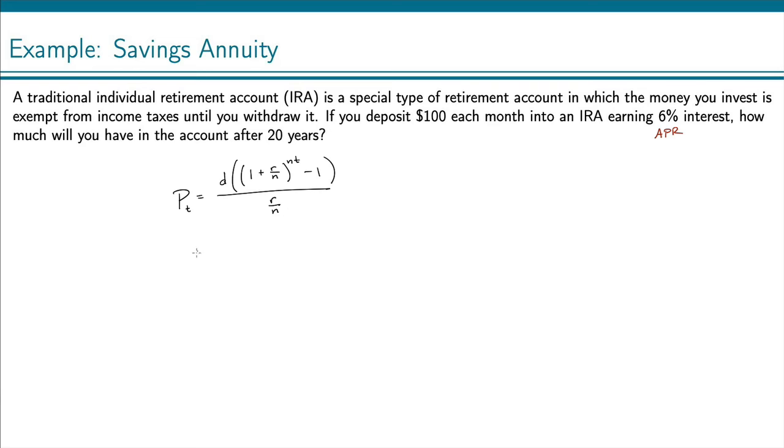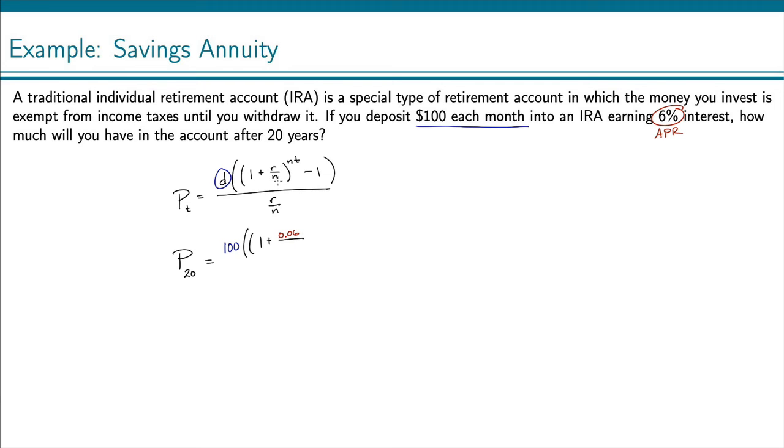So let's go ahead and just plug in everything that we know. t is 20 because we want to know after 20 years. D is the deposit amount, and we see that we're depositing $100 each month, so D is 100. That's our deposit size. Then we've got 1 plus r, and r is the annual rate, that 6%, so that's 0.06, and divided by n.